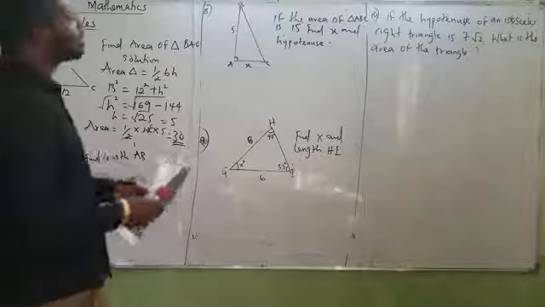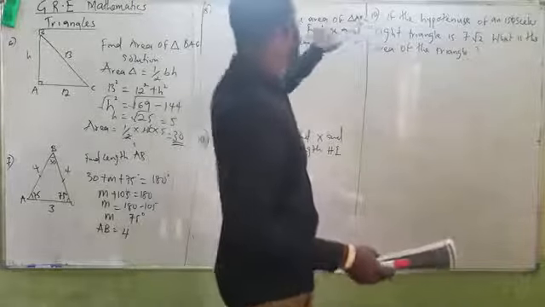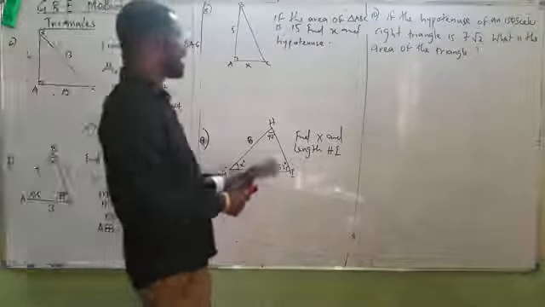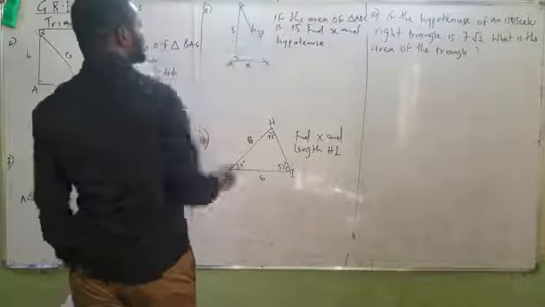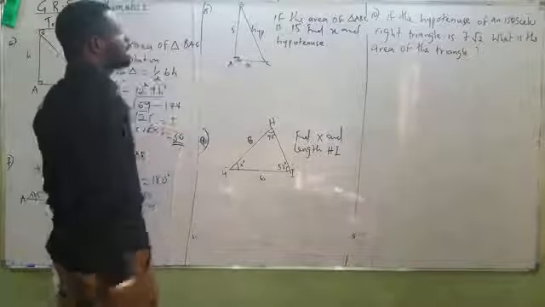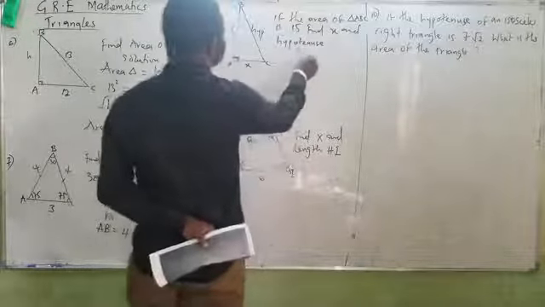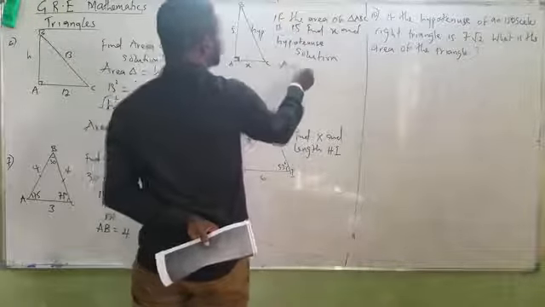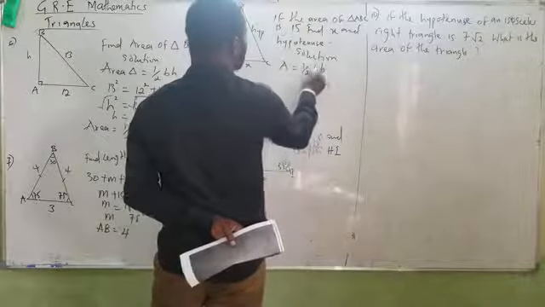The next question is, this is the triangle. If the area of triangle ABC is 15, find x and the hypotenuse. Don't forget, this is the hypotenuse, the longest side of the triangle, which is opposite to 90. We all know that the area of a triangle is always equal to half base times height.